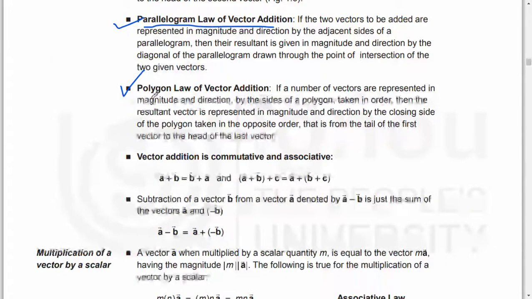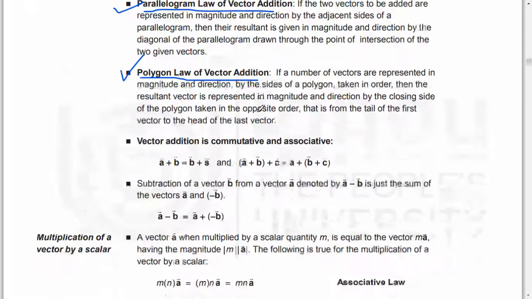Polygon law of vector addition. If a number of vectors are represented in magnitude and direction by the sides of a polygon taken in order, then the resultant vector is represented in magnitude and direction by the closing side of the polygon taken in the opposite order. That is, from the tail of the first vector to the head of the last vector.